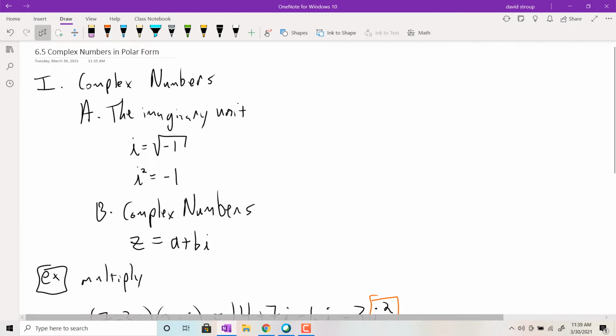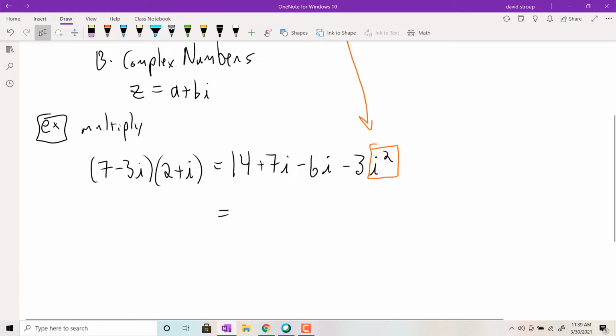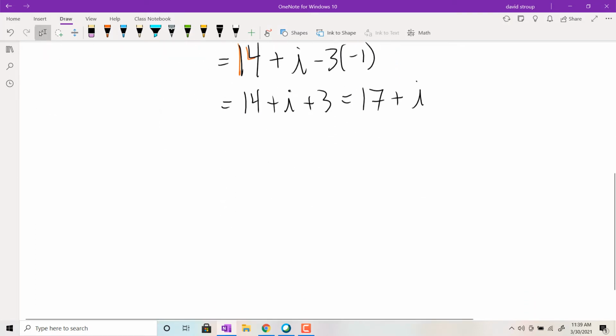Not a lot of definitions, but the only one we have goes there. Okay, so we'll rewrite this, combine some terms along the way. 7i minus 6i is 1i, so 14 plus i, minus 3 times, and I substitute in -1 for i squared. So this will be 14 plus i plus 3. 14 plus 3 is 17, and then plus i. Okay, and hopefully that rings some bells.